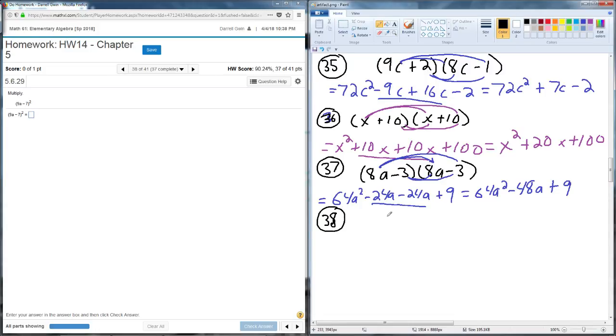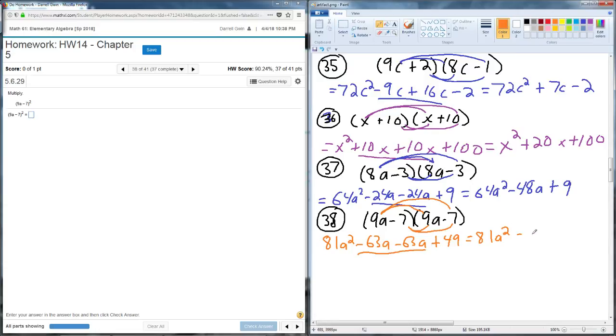Freshman's dream again. Dang. 9a minus 7 times 9a minus 7. I'm going to do this one in orange. Just feel like an orange. 9a times 9a is 81a squared. 9a times negative 7 is negative 63a. Negative 7 times 9 is negative 63a. Negative times negative is a positive. 7 times 7 is 49. 81a squared. Combine like terms. Negative 63 plus negative 63 is negative 126a plus 49.